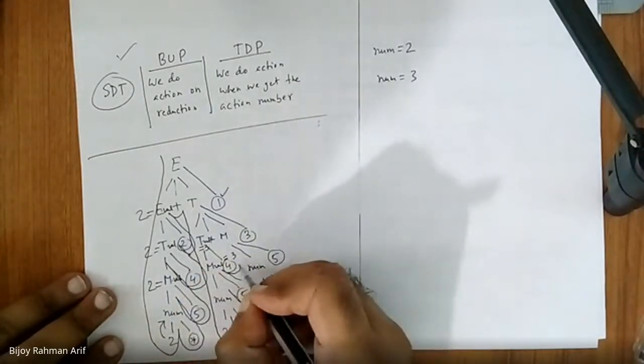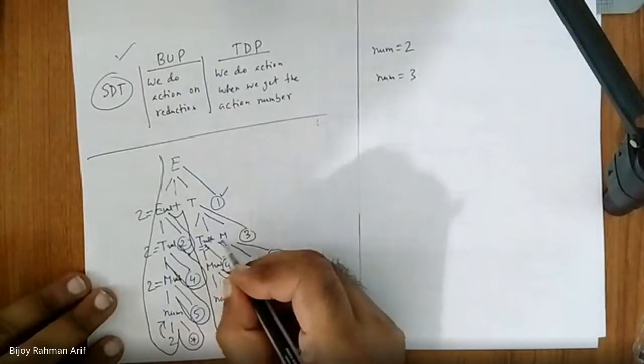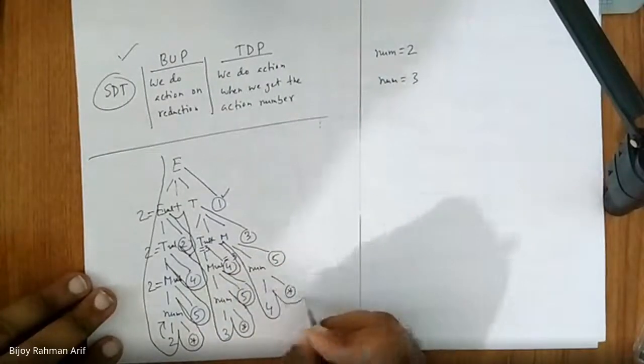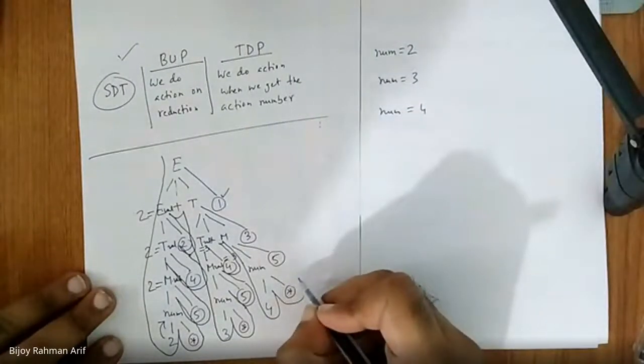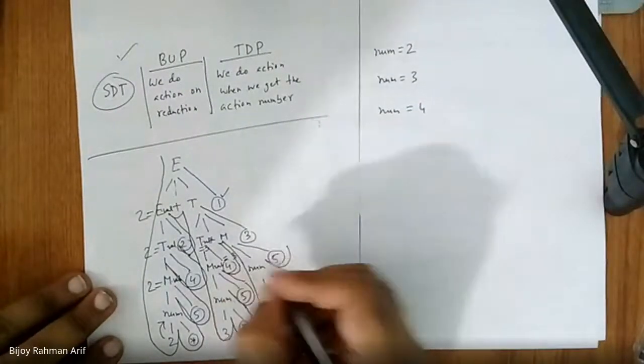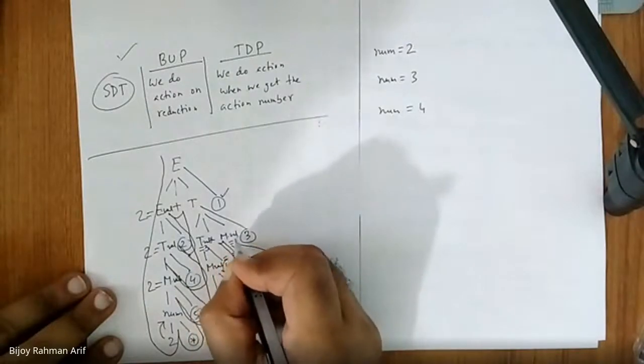Then again move. This is not an action. So go over here. This is an action. So this num would become 4. Then this is action 5. The M dot val would become 4.